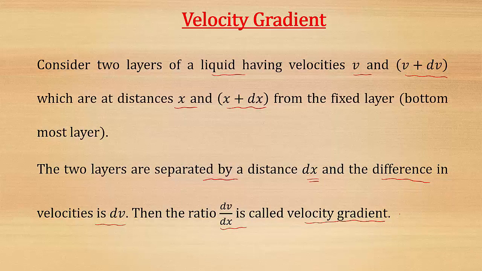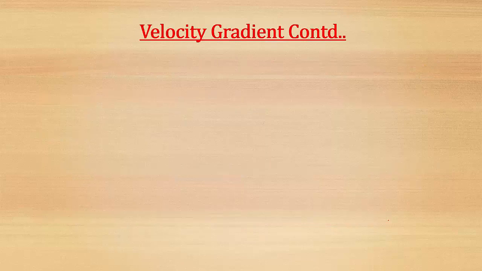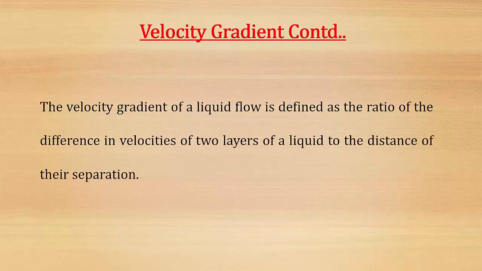What is velocity gradient? Remember, you already studied temperature gradient in the chapter thermal properties of matter. Likewise, it is velocity gradient. As distance increases, velocity also increases here. So the ratio dv by dx is called velocity gradient. Velocity gradient of a liquid flow is defined as the ratio of difference in velocities of two layers of a liquid to the distance of their separation.